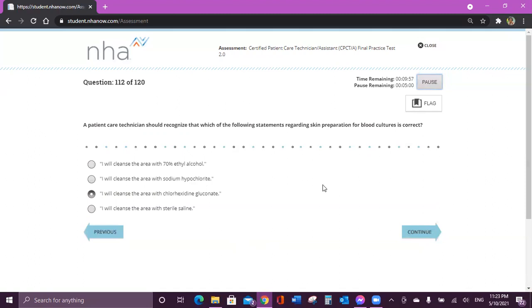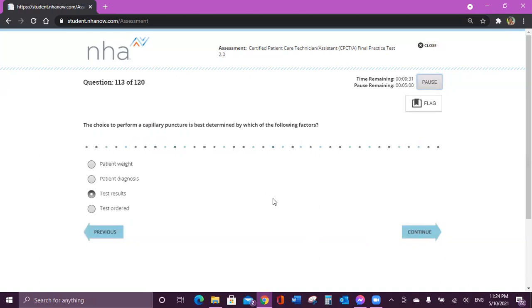A patient care technician should recognize that which of the following statements during skin preparation for blood culture is correct? I will clean the area with 70%, no. I will cleanse the area with the sodium hypochlorite. No, I will clean the area with the. That same one, yeah, that same one.